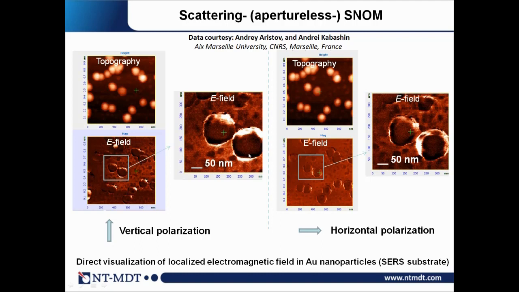Here you can see light localized at the very end of an individual gold nanoparticle, and when they change the light polarization, they can see the corresponding rotation of the light pattern on the nanoparticles. If we look at the scale bar, we can see that the resolution of this data is of the order of 10 nanometers, and this has been done again with scattering, apertureless SNOM, by utilizing a special detection technique.